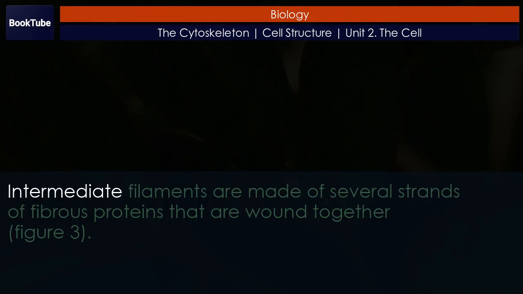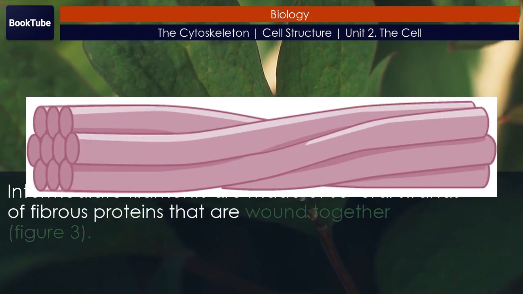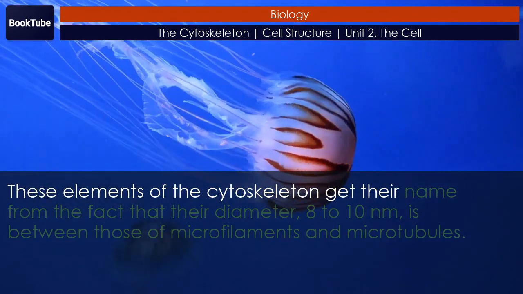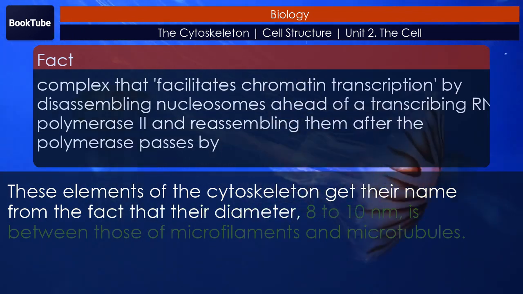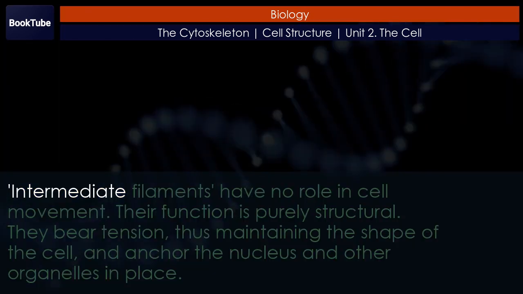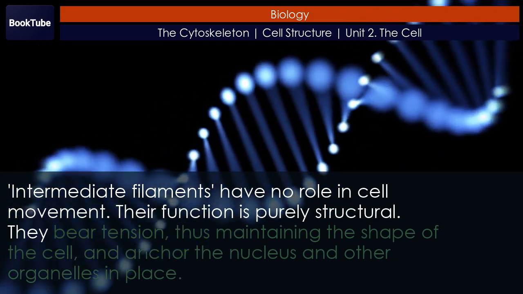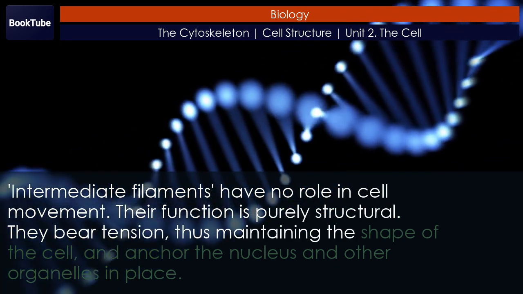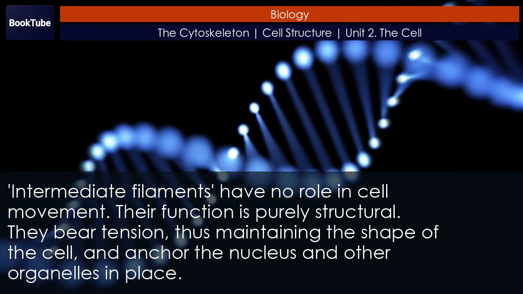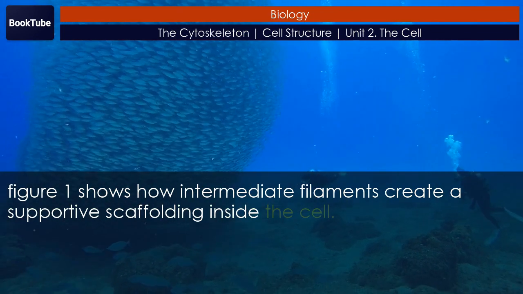Intermediate filaments. Intermediate filaments are made of several strands of fibrous proteins that are wound together. Figure 3. These elements of the cytoskeleton get their name from the fact that their diameter, 8 to 10 nanometers, is between those of microfilaments and microtubules. Intermediate filaments have no role in cell movement. Their function is purely structural. They bear tension, thus maintaining the shape of the cell, and anchor the nucleus and other organelles in place. Figure 1 shows how intermediate filaments create a supportive scaffolding inside the cell.